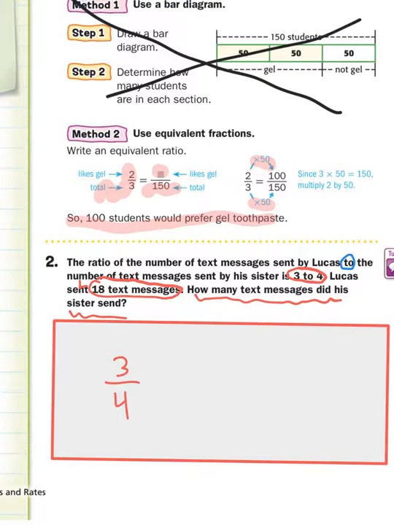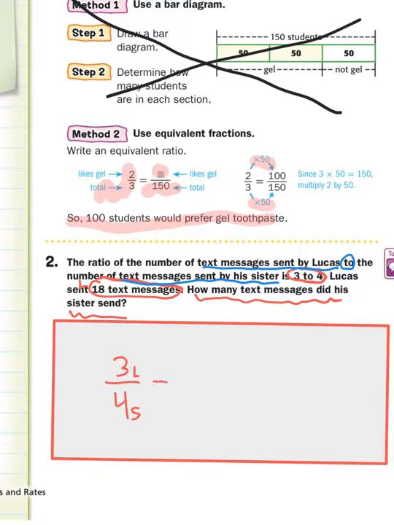So the first thing is the text messages sent by Lucas to the number of text messages sent by his sister. So notice Lucas's text messages is first. So that means this 3 is Lucas. And that means the 4 is his sister. So I just use an L for Lucas and the S for his sister. Yes, you need to label those. Otherwise, you're going to put the 18 in the wrong spot.